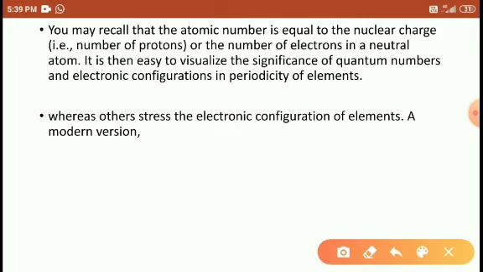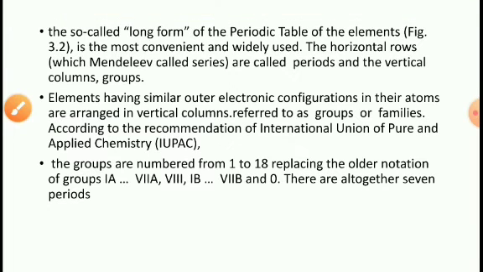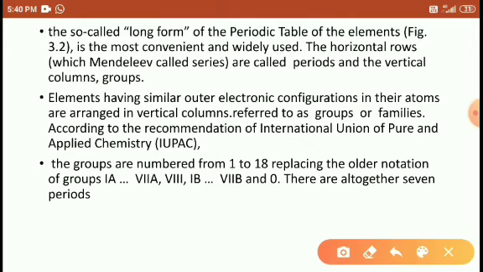So if we arrange the elements on the basis of atomic number, it is easy to visualize the significance of quantum numbers and electronic configuration in the periodicity of the elements. If they are arranged this way, it is easy to understand the significance of quantum numbers as well as electronic configurations. So what is the long form of the periodic table?